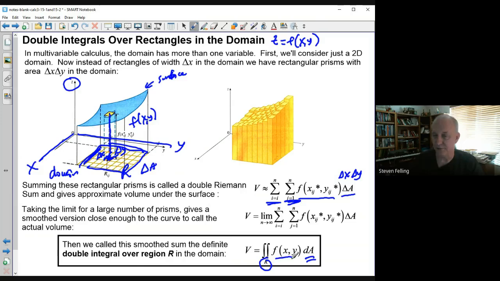And then times the f(x,y) gives you the height, so you have heights times area, a little change in area, to give you volumes, right? So this is the 2D equivalent for a multivariable function of an integral. And this is called a double integral over region R.